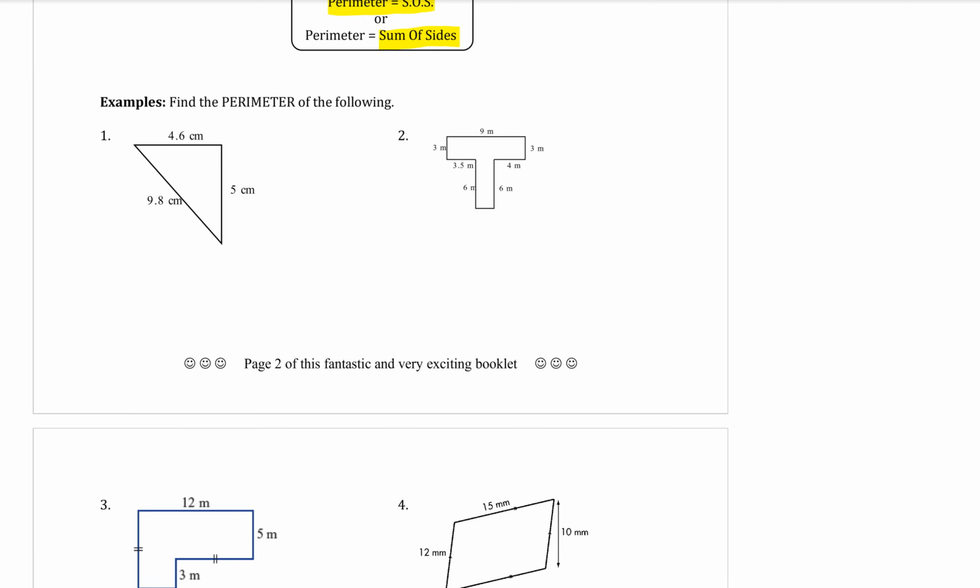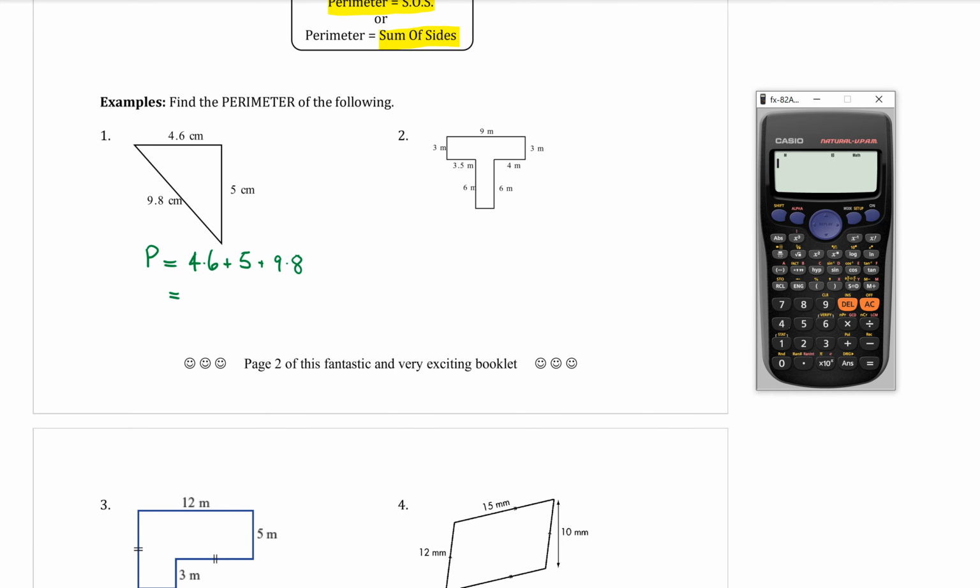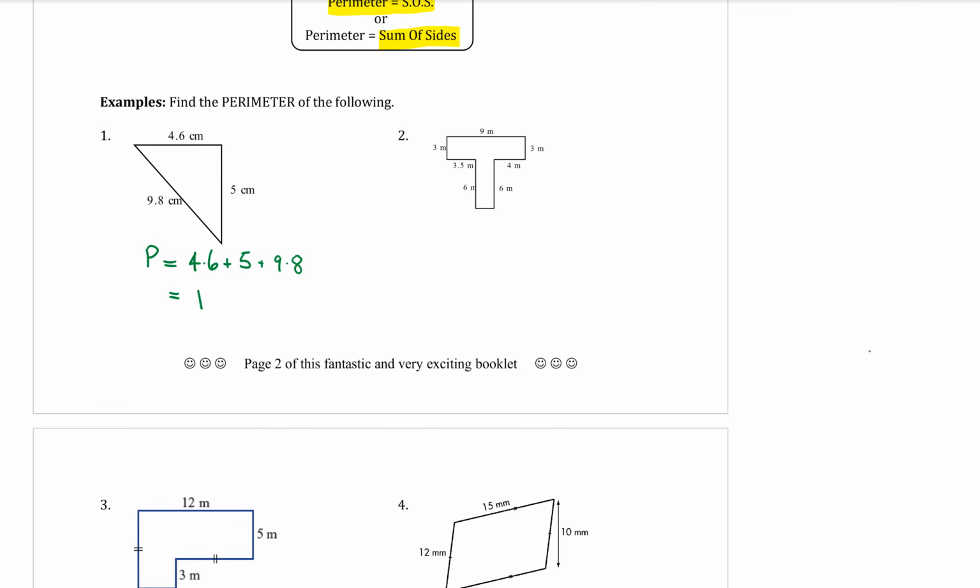So to find the perimeter of the first shape, we go P for perimeter equals, and we want to add up all the sides. So the first one we'll start with is this top one, 4.6 plus 5 centimeters plus 9.8 centimeters. And put that into your calculator. 4.6 plus 5 plus 9.8. So that's 19.4 centimeters.